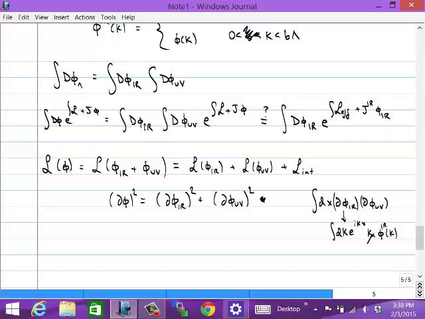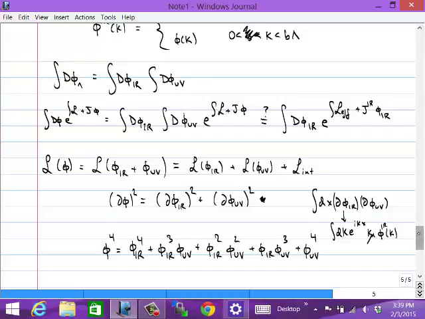However, the same is not true when you consider higher order interactions. So for example, phi fourth, you'll get terms that look like phi IR to the fourth plus phi IR cubed phi UV, and so on and so forth. So you'll get a plethora of interaction terms that describe the couplings between the UV and the IR modes.